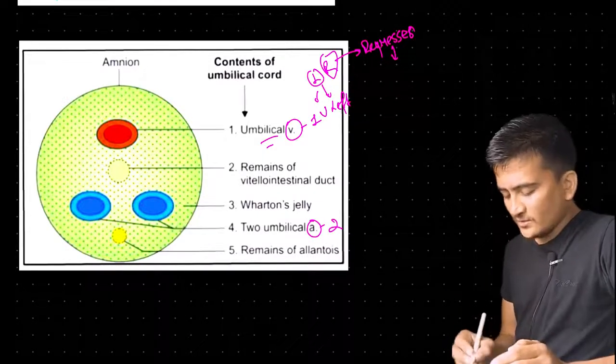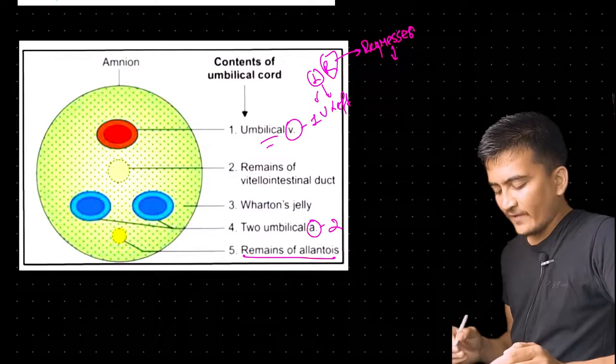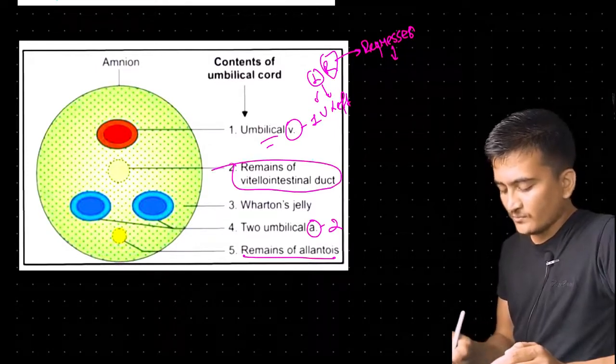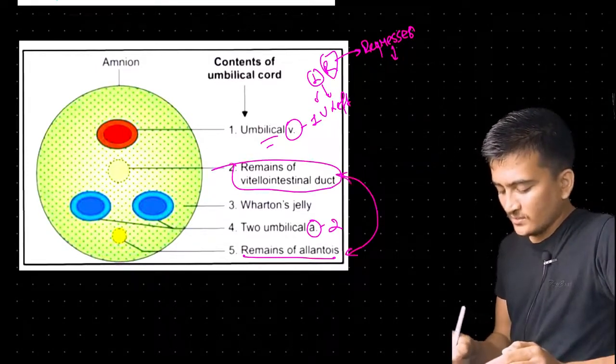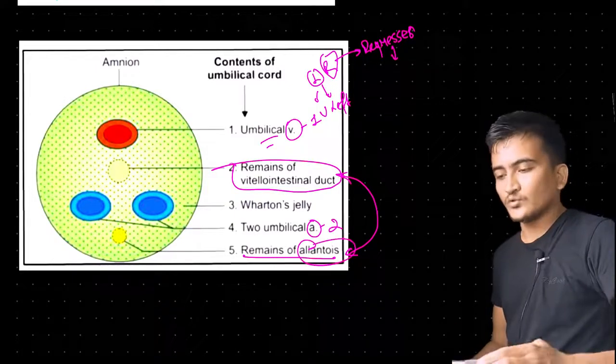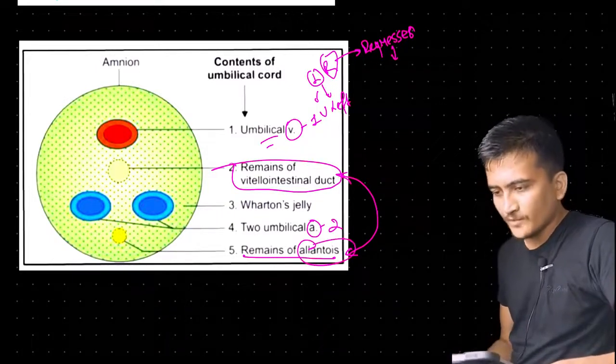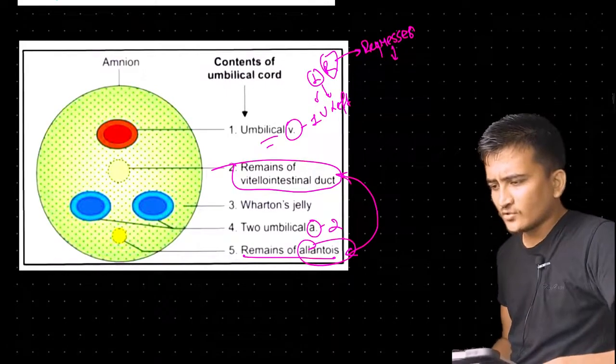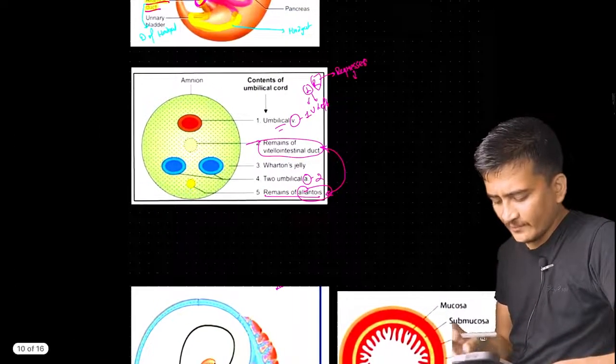Okay, now another thing is, there will be the remnant of the allantois. As we have said, there will be the remnant of the vitellointestinal duct. Similarly, there will be the remnant of the allantois. That's all. Now let us move toward another diagram.